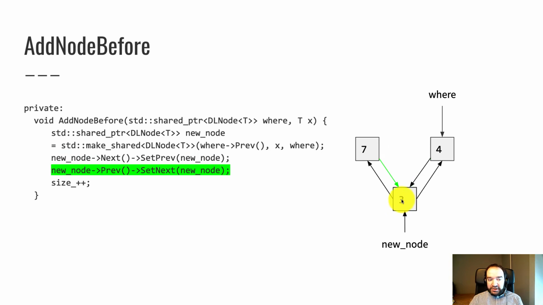Finally, the 4th pointer is the 7's next in the sketch. There's actually only 1 pointer at this moment. So before we update 7's next, there's only one way to get at the 7 node. We can't follow where's previous because that just got changed. So the only pointer we have to the 7 node is the new node's previous. New node's previous needs to change its next to be the new node, as shown in green. And that's it. That's the 4th pointer. We increment the size so that the size of the list stays up to date, and we're done.